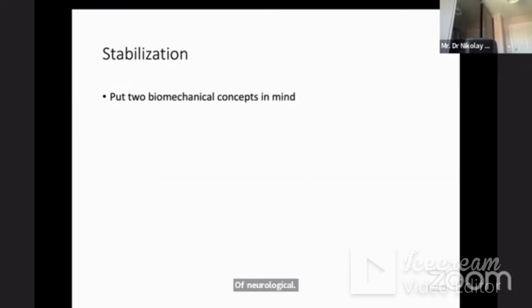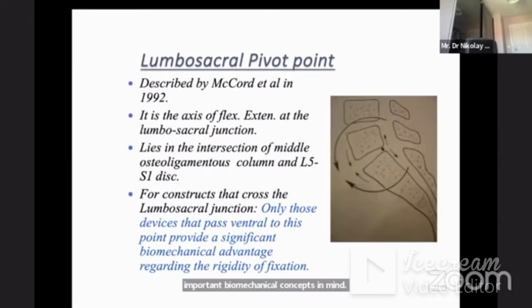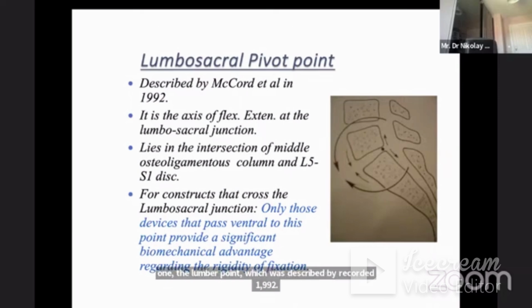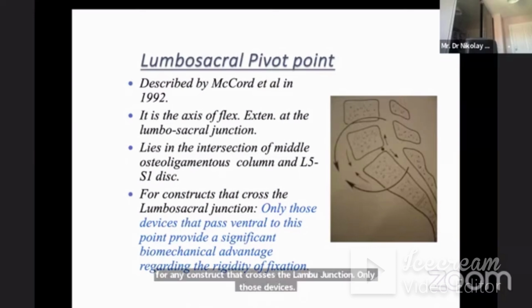So if you tend to stabilize, you need to put two very important biomechanical concepts in mind. First one, the lumbosacral pivot point, which was described by McCord in 1992, and it's the axis of flexion and extension at the lumbosacral junction. This is the point that I've drawn here. It lies in the back of the L5S1 disc. And for any construct that crosses the lumbosacral junction, only those devices that pass ventral or at least partially ventral to this point provide a significant biomechanical advantage regarding the rigidity of fixation.